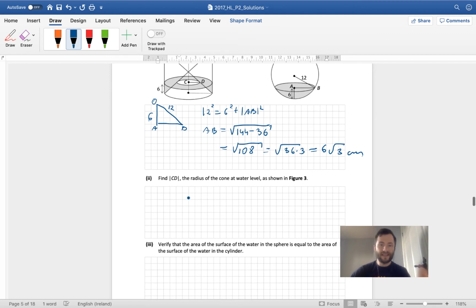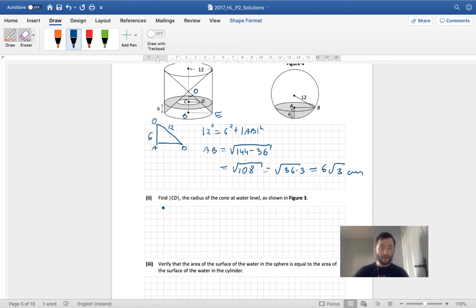Then we have to find the length CD, the radius of the cone at water level. If I draw the triangle OBE as I have it marked in the diagram, because this triangle goes from the vertex of the cone to the bottom of the cone and then to the edge of the cone, I can tell that OB is equal to 12 and BE is also equal to 12. So if that's the case, the angles are the same. Length CD has to be the same as length OC, because OB is the same as BE, and OC is equal to 6. From here, I get that CD is also equal to 6 centimeters.